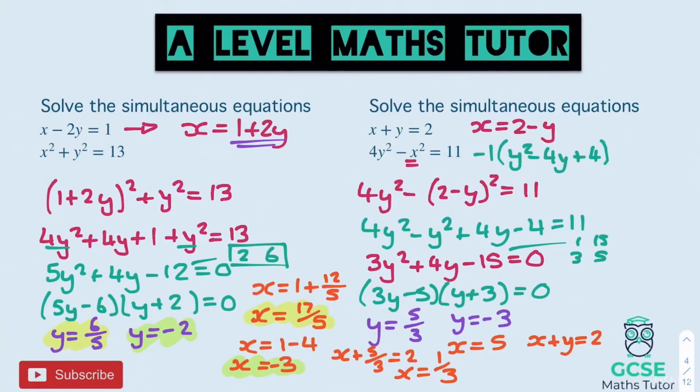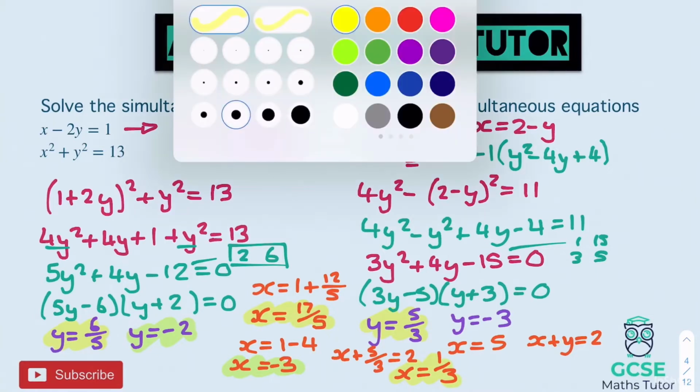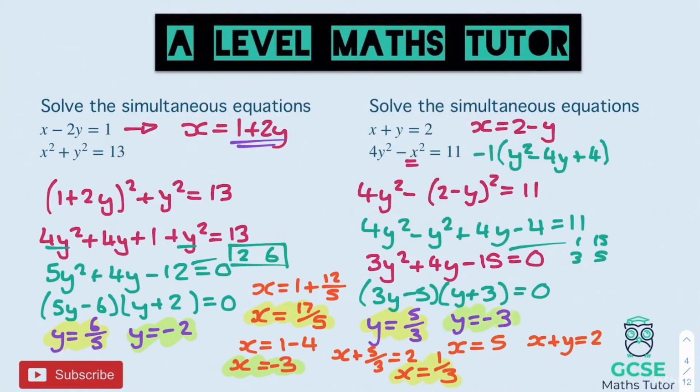So there we go, there's our two solutions. We had y is 5/3 and x is 1/3. And then for the other one there, when y is negative 3, x equals 5, and there's our two solutions. Right, okay, so we're going to have a look at a slightly different question now before we move on, and let's have a look at that one.